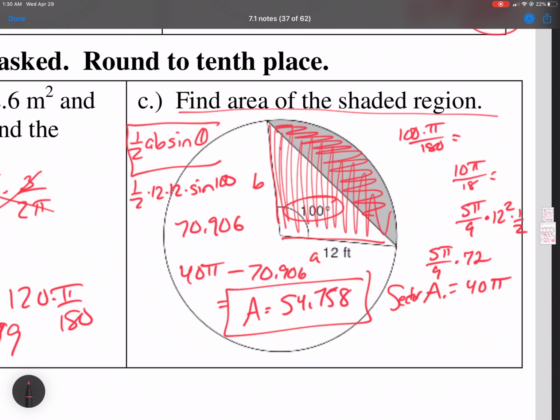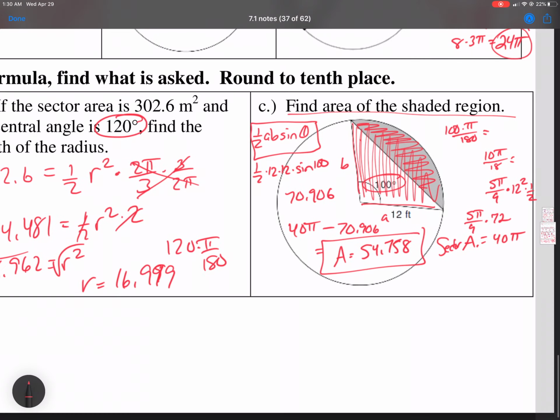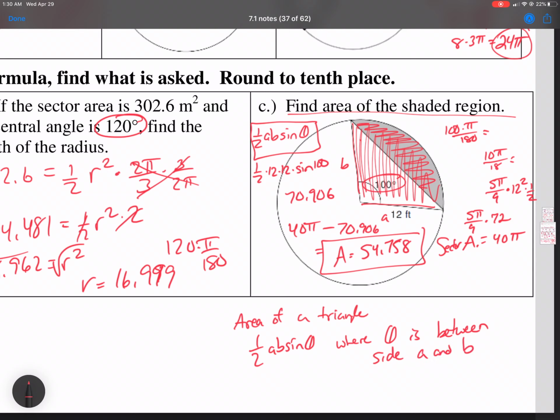This formula is actually in 6.4, but we did not cover 6.4. So this formula is for the area of a triangle when you don't know the height. You use 1/2 AB sine of theta, where theta is the angle between A and B. So area of a triangle is 1/2 AB sine theta, where theta is between side A and B. So just remember that.